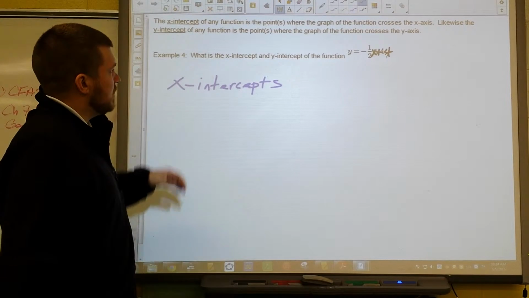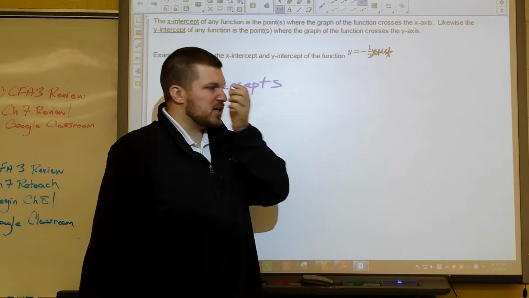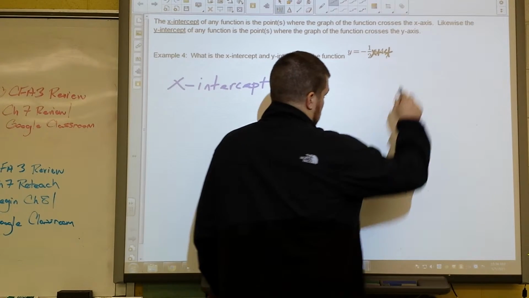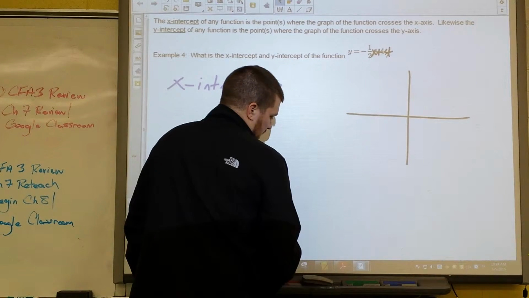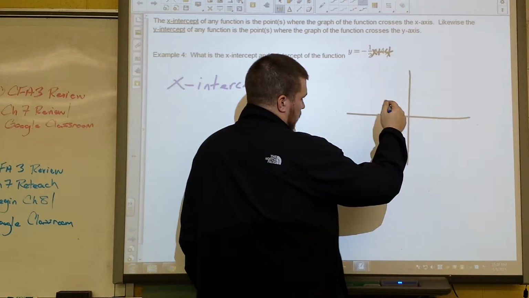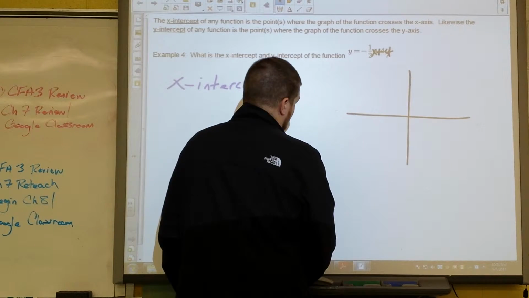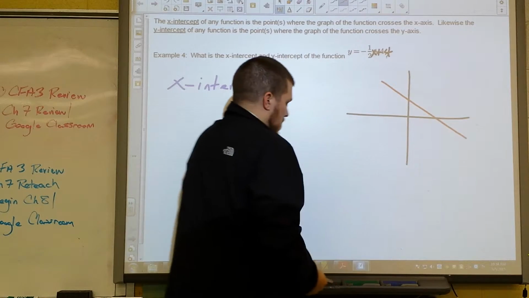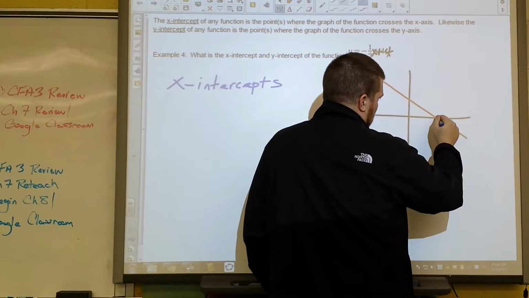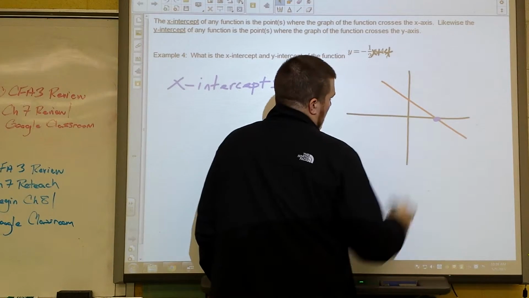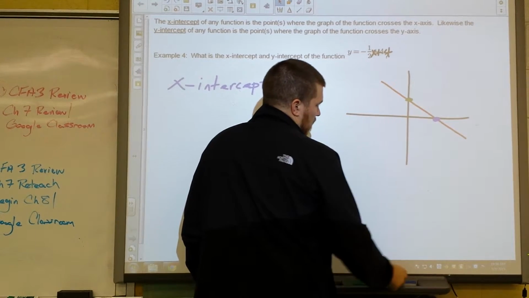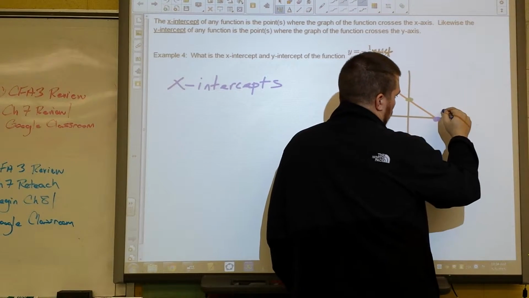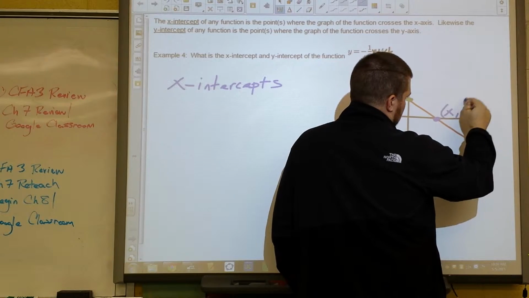Well, for x-intercepts, it's the point where the graph crosses the x-axis. So I'm just going to draw a sketch. And -1/2 x plus 4 is going to look roughly, again, this is just a sketch, something like this. So my x-intercept is where it crosses the x-axis. My y-intercept is where it crosses the y-axis. Well, for x-intercepts, you might notice that here, y equals 0. So I have x, comma, 0.